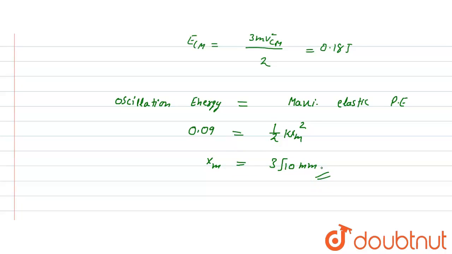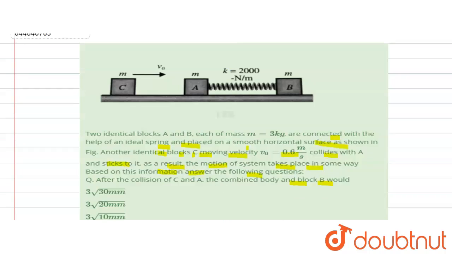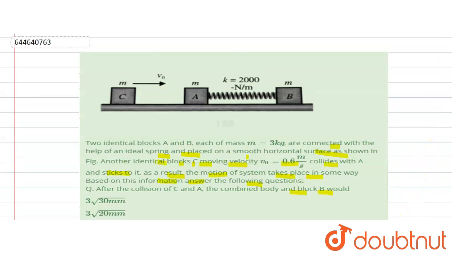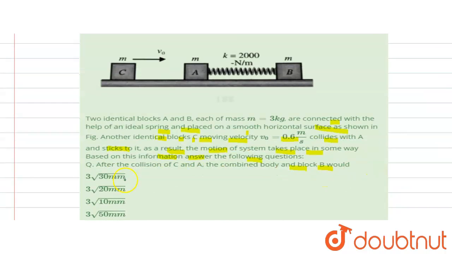So this is the solution. Now we can check the options here. After the collision of C and A, the combined body and block would be 3 under root 10 millimeters. So this means the third option is right. This is the solution of this question, guys.